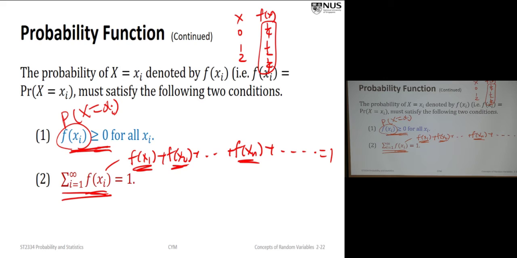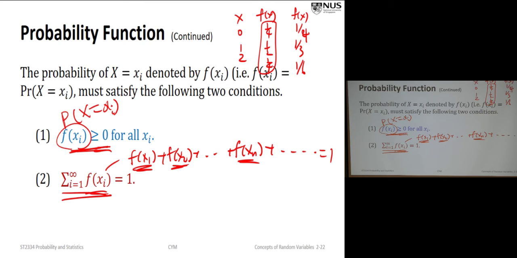Now, but if I define another one, f of x equal to 1/2, 1/3, and 1/6. All right? Oh, no, this one no good because this, 3, 2, 1. 3, 2, 1. It still adds up to 1. Okay, let me change 1/4.